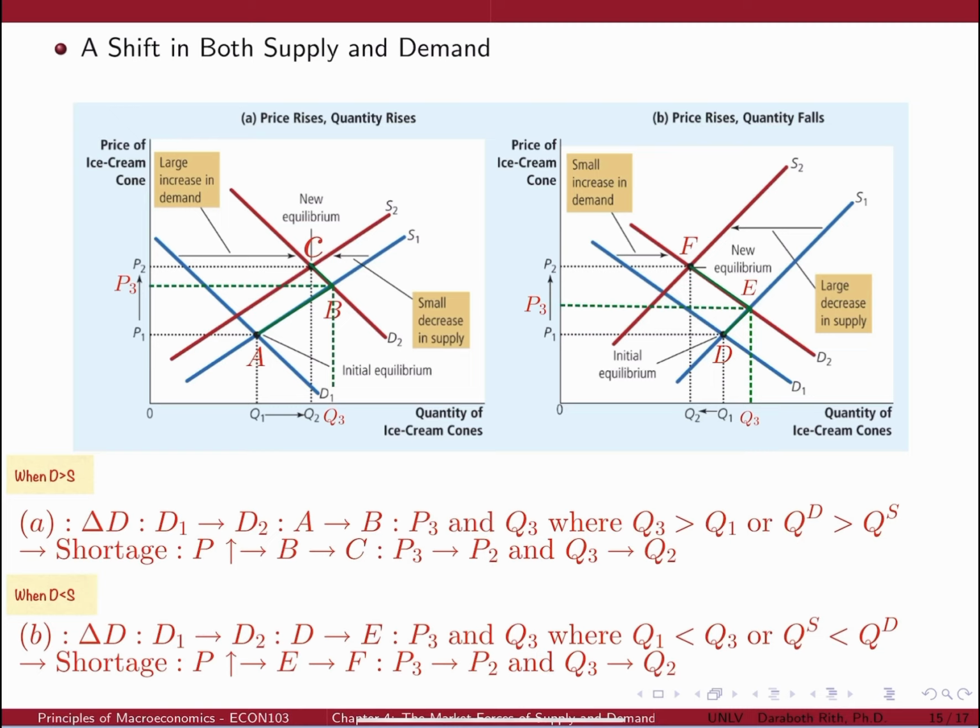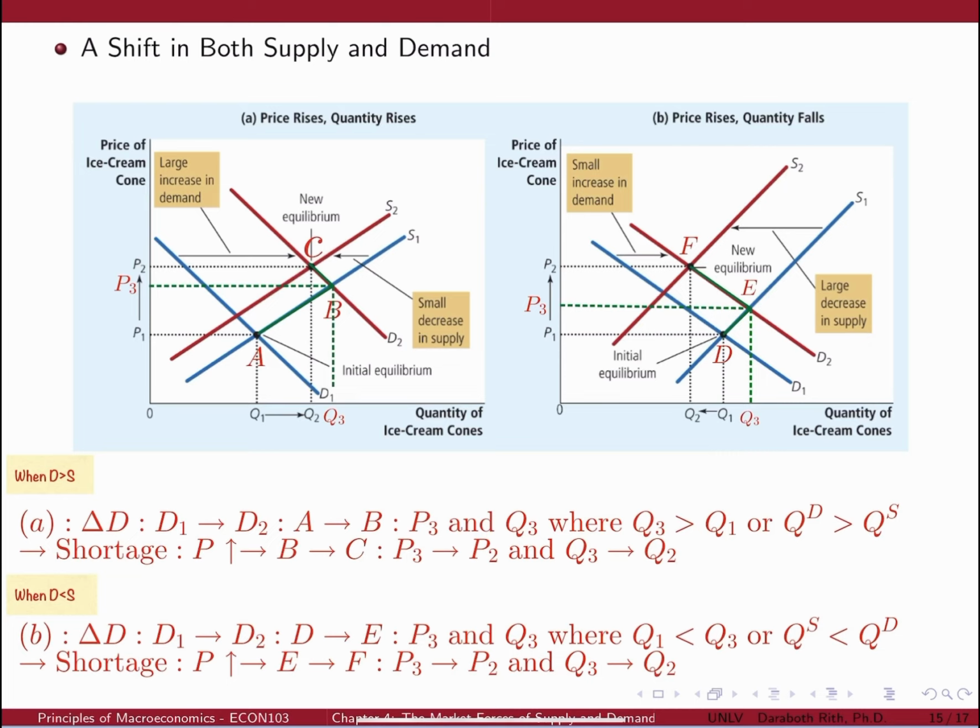Next, consider the graph on panel B. Again, without any changes in this market economy, the original equilibrium is when the D1 curve crosses the S1 curve at point A, such that it creates the equilibrium price at P1 and the equilibrium quantity at Q1.